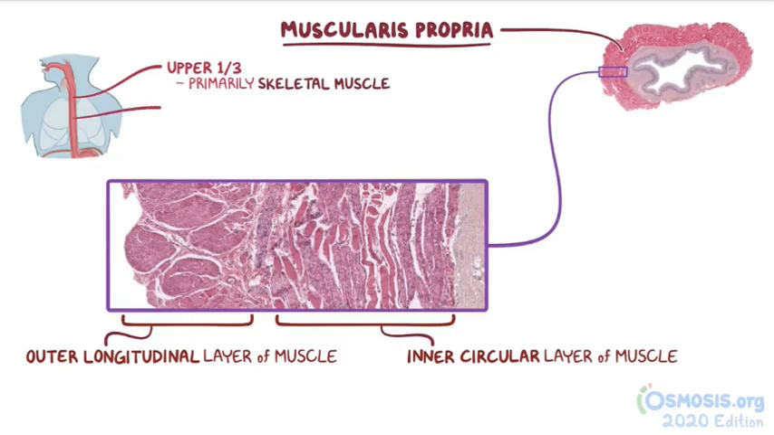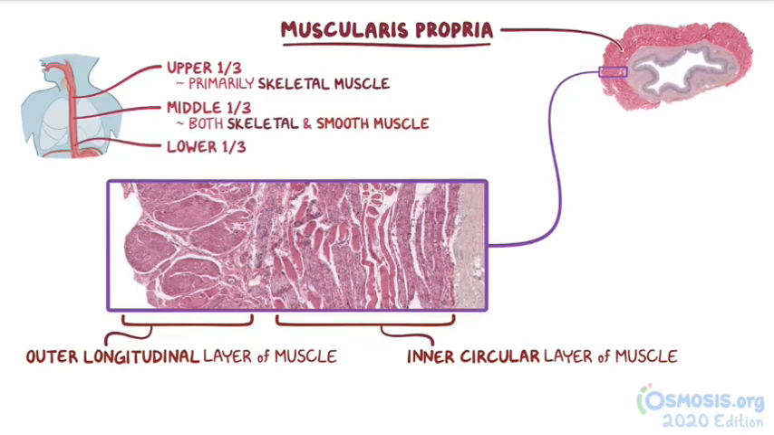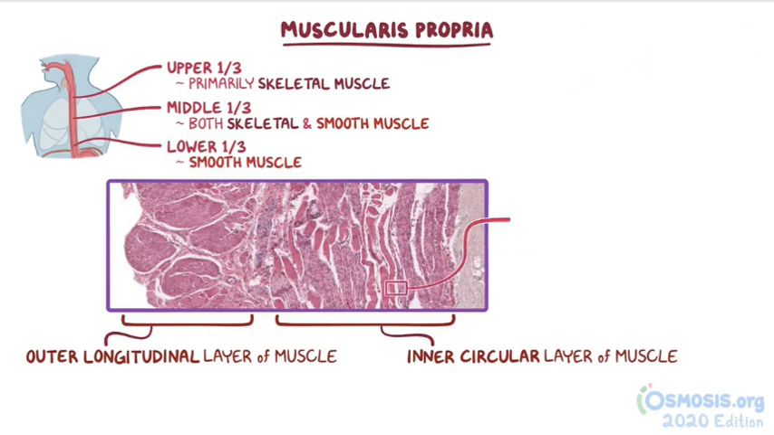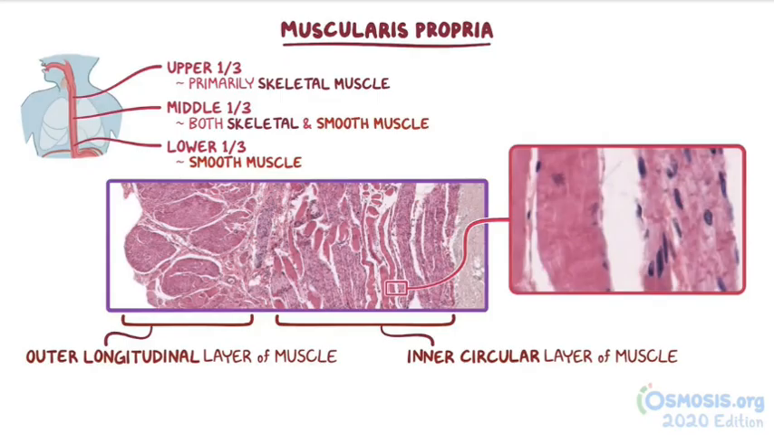So, as a result, the middle third will have both skeletal and smooth muscle present, and the lower third will consist entirely of smooth muscle. This cross-section of the esophagus was taken from the middle third, so if we zoom in to 40 times magnification, we can see that both skeletal and smooth muscle are present. The skeletal muscle can be differentiated from the smooth muscle by the typical striations we'd expect to see in skeletal muscle fibers.